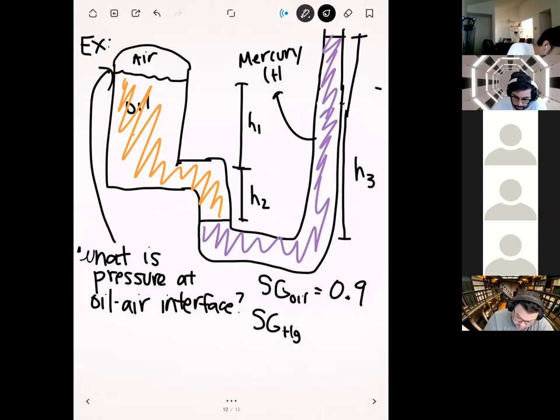Next, we need the specific gravity of the gauge fluid. The specific gravity of the mercury is going to be 13.6. And that tells us that mercury has a specific weight, or a density, that's 13.6 times higher than that of water.